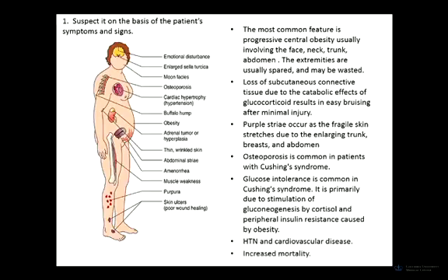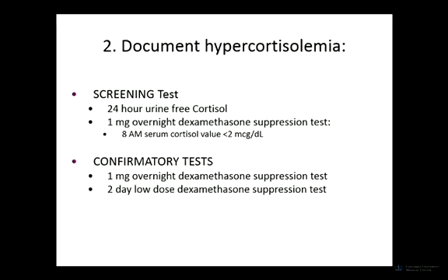Now that you've suspected it based on the patient's signs and symptoms, the next thing to do is to document hypercortisolemia. The screening test is one of these two tests. You can have a patient collect a 24-hour urine for free cortisol, or you can do a 1 milligram overnight dexamethasone suppression test. The way that's done is you give the patient 1 milligram of dexamethasone at 11 p.m. the night before, and at 8 a.m. you check their cortisol. The cortisol should be less than 2.